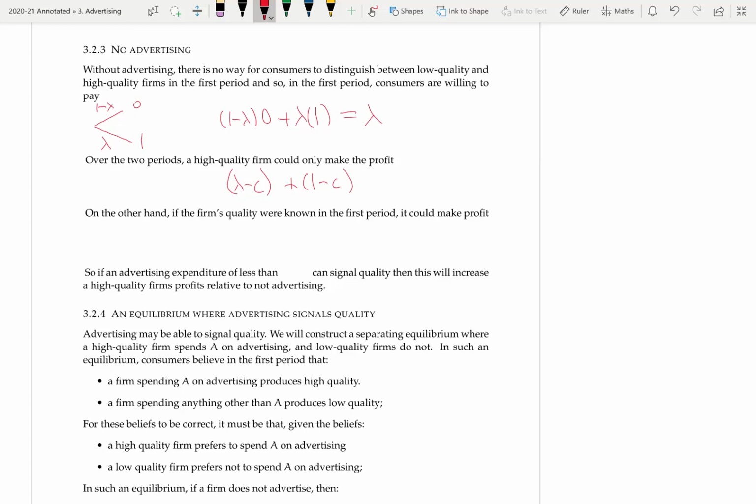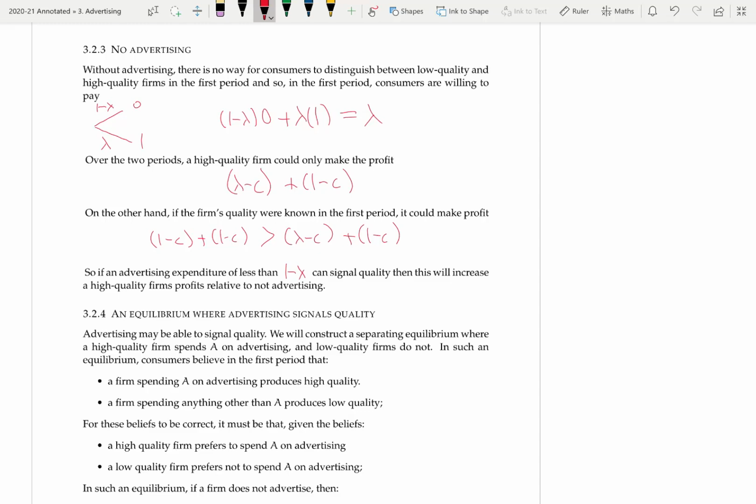On the other hand, if the firm's quality were known in the first period, then it would be able to charge a price of 1 in both periods and therefore make a higher profit. Now the difference between the two sides of this inequality here is 1 minus lambda. So if an advertising expenditure of less than 1 minus lambda can signal quality, then this will increase a high quality firm's profits relative to not advertising. So 1 minus lambda is just the difference between the price a high quality firm can charge in the first period when its quality is known, 1, and the price it can charge when its quality is unknown, lambda.